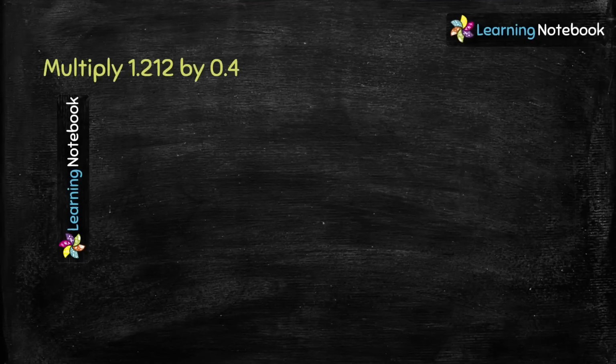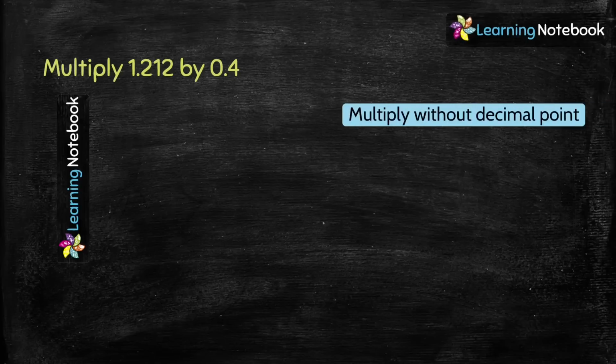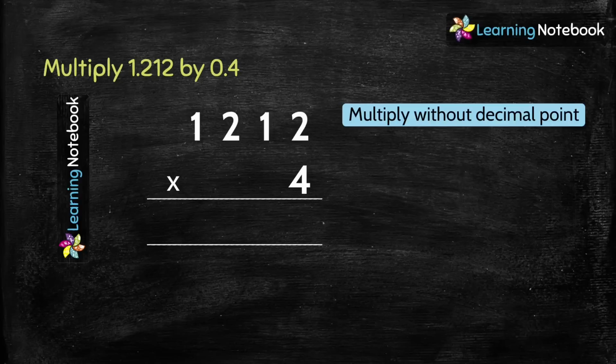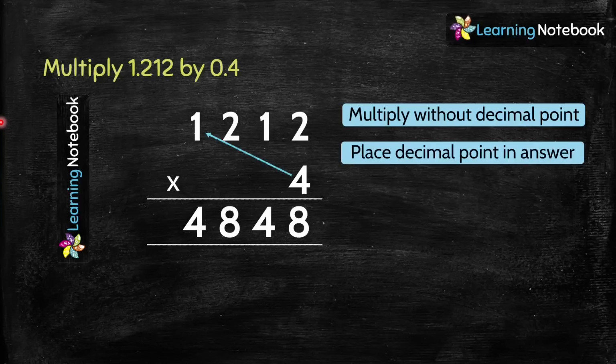Next question is multiply 1.212 by 0.4. So in the first step, we will multiply these two decimal numbers as we multiply whole numbers. So let's multiply them without decimal points. So when we multiply 1212 by 4, we get the product as 4848.